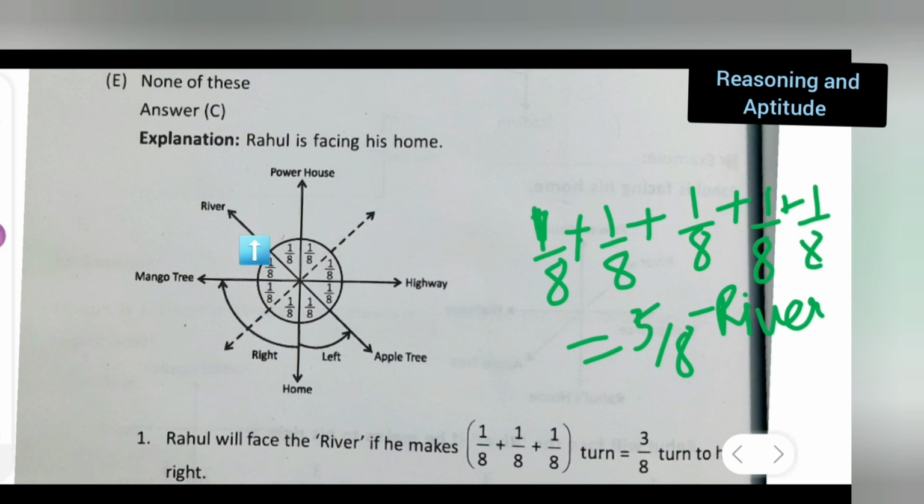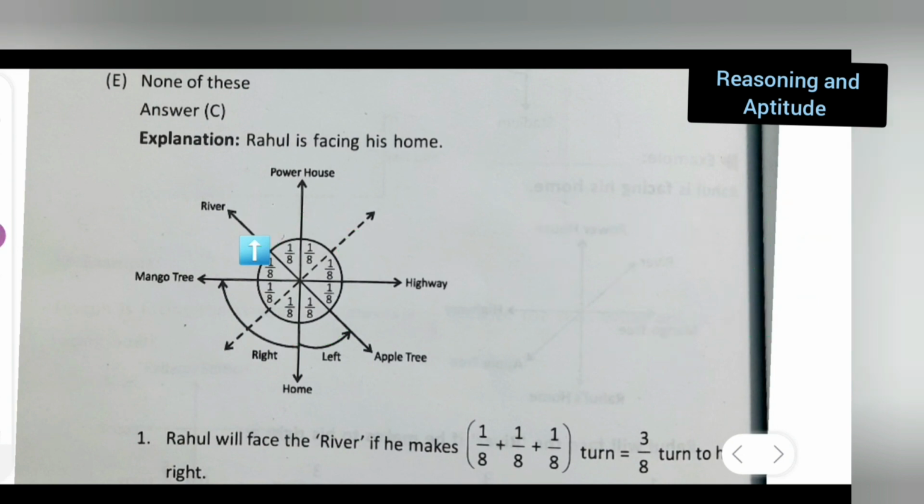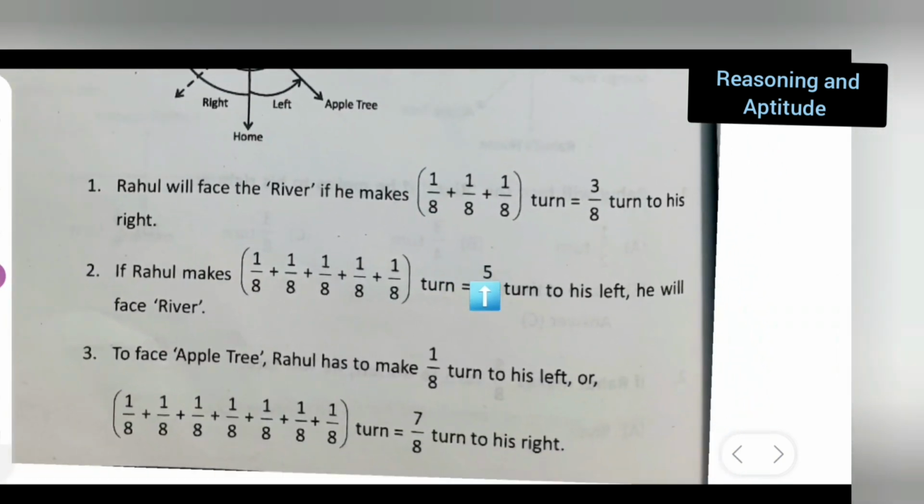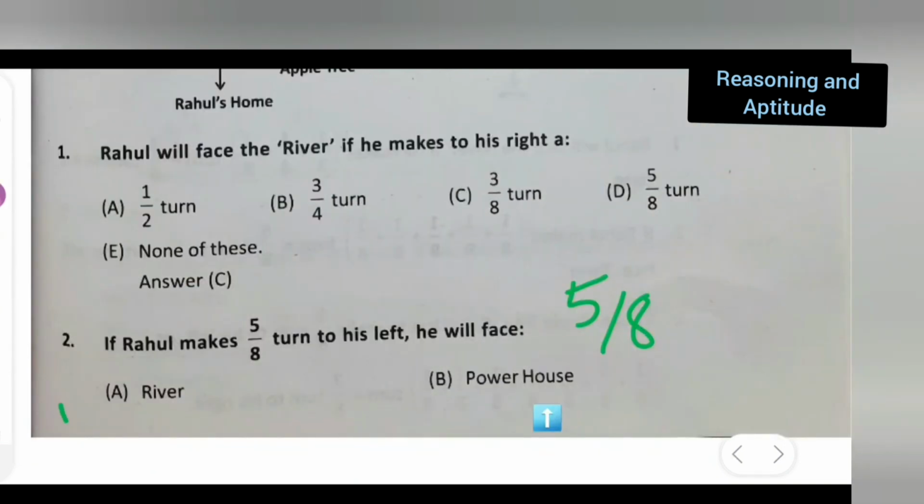Okay. So obviously which portion will it be? River is the correct answer. Here I have given you all the explanation part over here. Explanation of the second part. If Rahul makes 1 upon 8 plus 1 upon 8 plus 1 upon 8, 5 times turn, it will give you 5 upon 8 turn. To his left, he will face river. Obviously, which option is the correct option over here? River is the correct option.